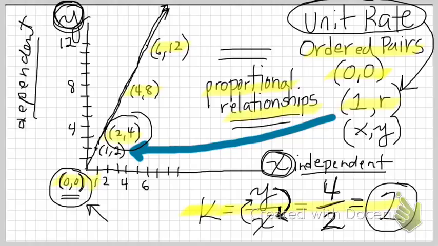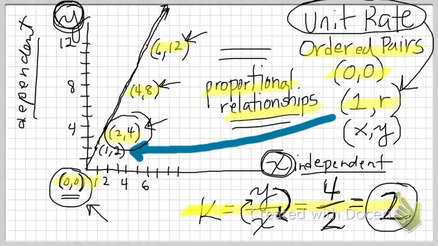So our unit rate on this graph, this proportional relationship, is 2. So for every move of x, there is a move of 2 on the y-axis. And you can see how they compare. 2 compares to 4 that way because 4 is 2 times 2. 8 is 4 times 2. And 12 is 6 times 2.